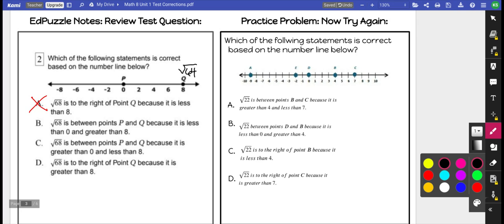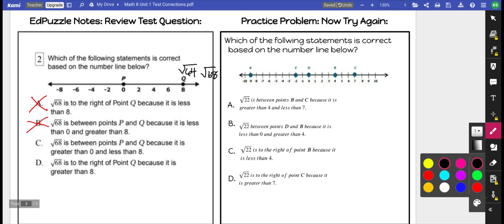Let's look at B. Square root of 68 is between points P and Q. Well, we know that the square root of 68 is going to be this direction. So is it between P and Q? No. Okay. So B is not my answer.